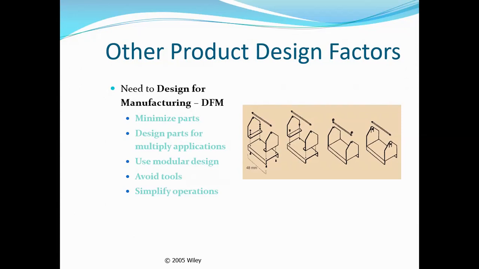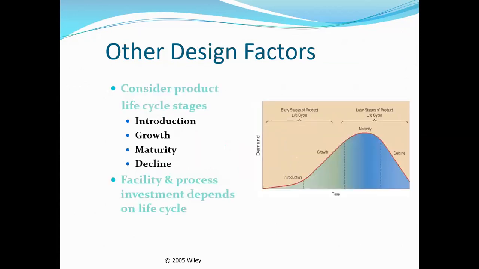And then we can design parts for multiple applications, so that we don't have to have so many different types of inventories, right? And then we can use modular design, like smaller workstations that can do different things, and try to avoid tools so it will be easier, and simplify operations.